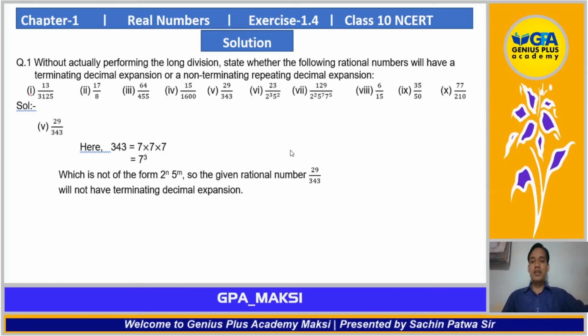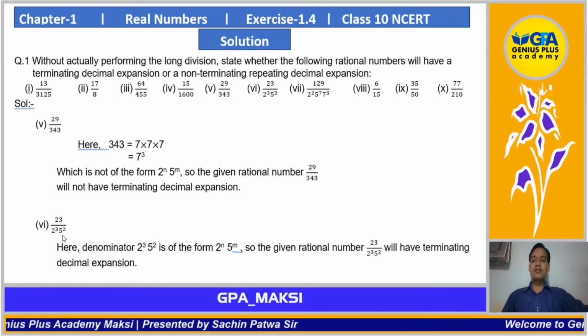आइए चलते हैं इसके सॉल्यूशन की ओर. So in question number 6, our denominator is in the form of 2 raised to 3, 5 raised to 2. That means it is a terminating decimal expansion. So here denominator 2 raised to 3, 5 raised to 2 is of the form 2 raised to n, 5 raised to m. So the given rational number 23 by 2 raised to 3, 5 raised to 2 will have terminating decimal expansion. So pause the screen and note it.